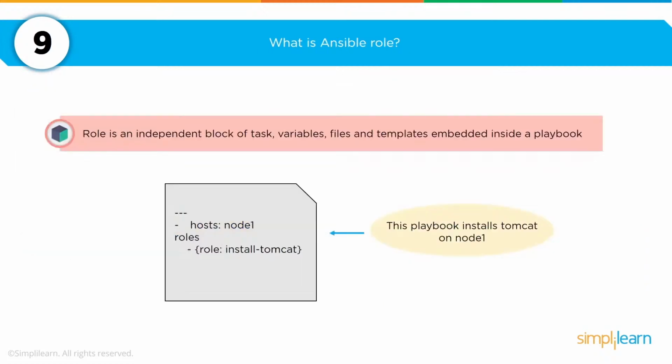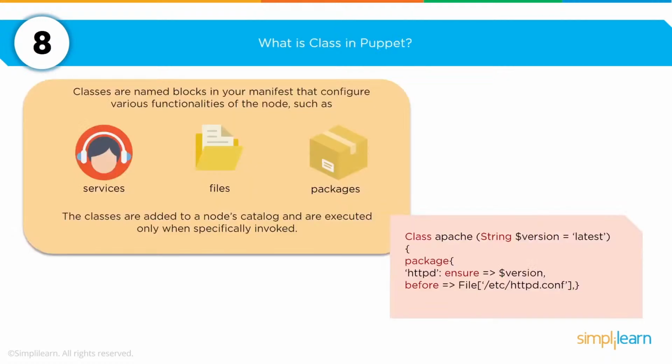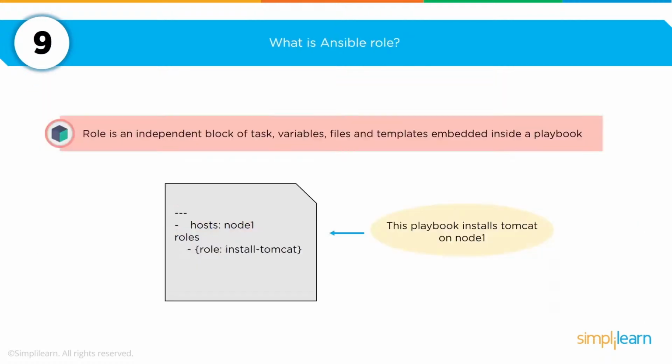As we move into Ansible, one of the things you're going to be asked is, what is an Ansible role? A role is an independent block of tasks, variable files, and templates embedded inside of the playbook. The example we have here on the screen shows you one role within a playbook, and this role installs Tomcat on a node. Again, as with the class question in Puppet, it's probably good to have memorized just one or two roles so you can talk knowledgeably about Ansible when you're having your interview.